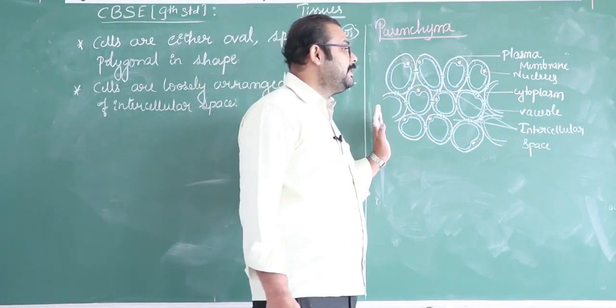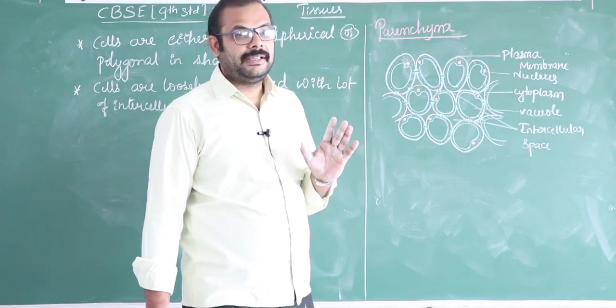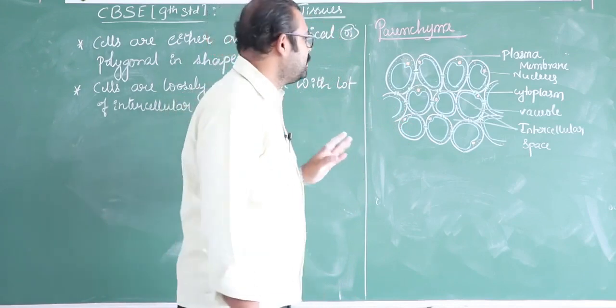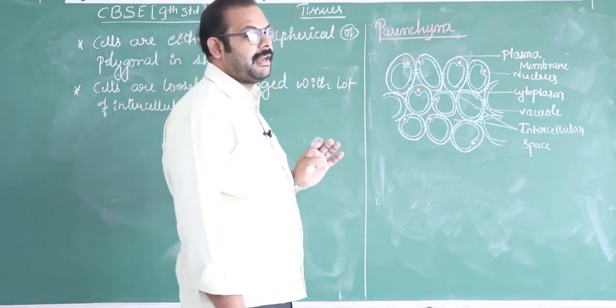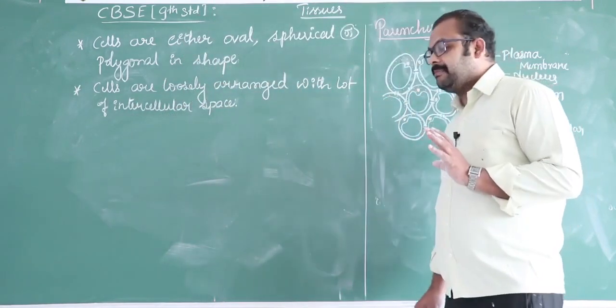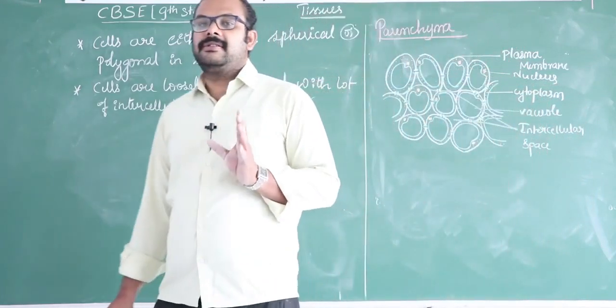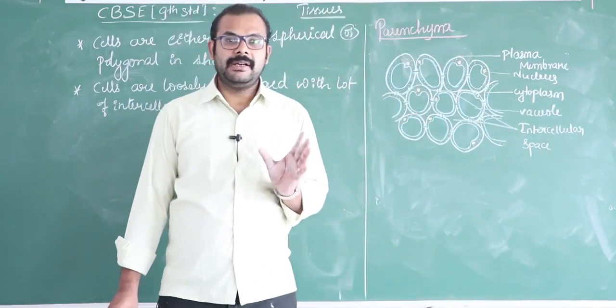So this parenchyma is a living tissue. The simple permanent tissues, that is parenchyma, collenchyma and sclerenchyma, are usually called mechanical tissue. Why they are called mechanical tissue means they provide strength to the plant body.